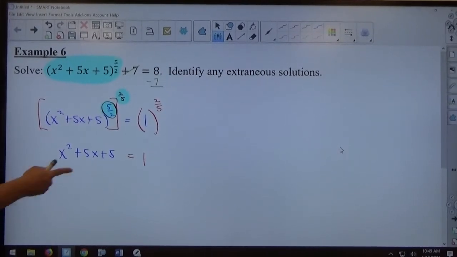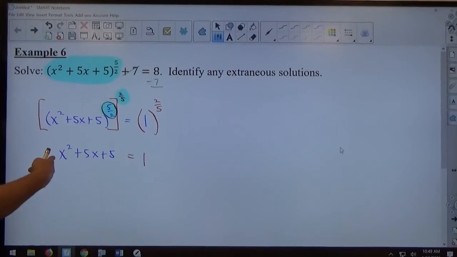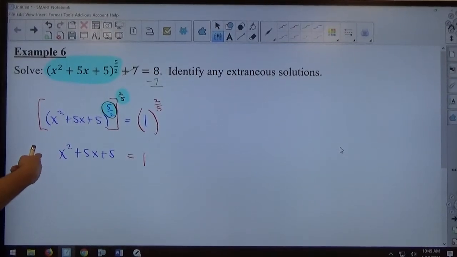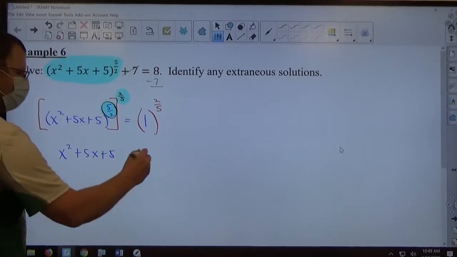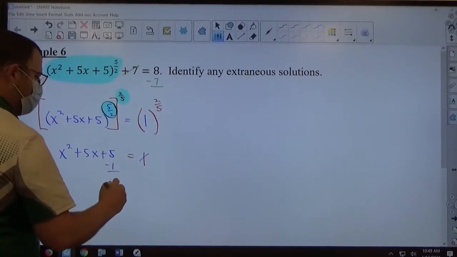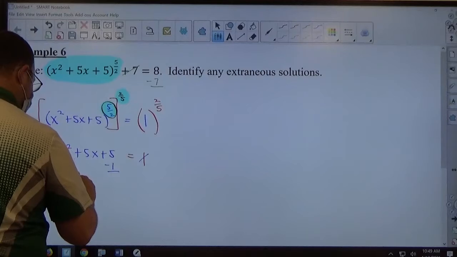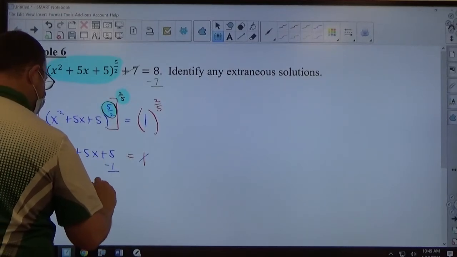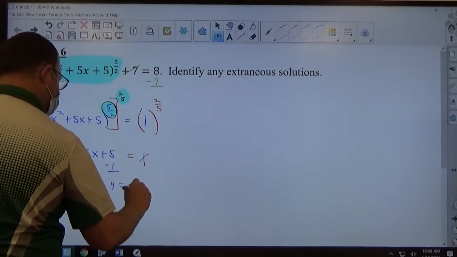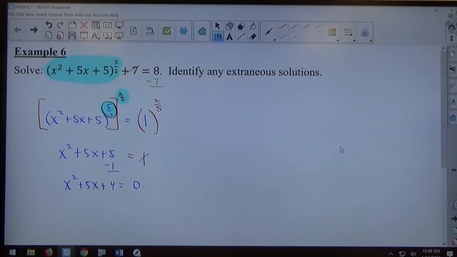Now the leftover expression here is a quadratic expression. So whenever you have a quadratic equation, we're going to get it equal to 0. So I'm going to move the 1 over to the left. So we're going to get x squared plus 5x plus 4 equals 0. Then we look to factor the quadratic. This is a simple quadratic with a coefficient of 1 in front of x squared. So we simply need two numbers to multiply to make positive 4, that also add to make 5, which would be 1 and 4.